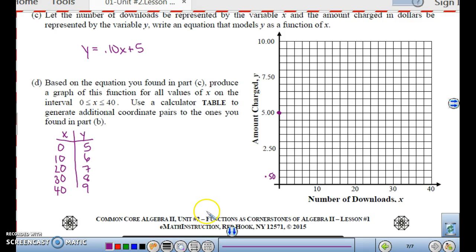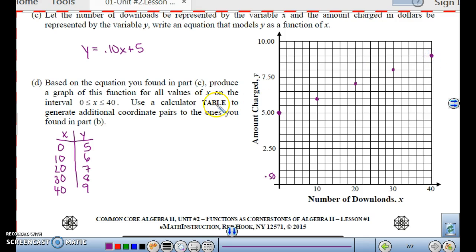Okay, so if I want to graph this, 0 is at 5. We already did that one. 10 is at 6. So if this is 10, 5, 5.50, 6. 20 is at $7. So there's 20, 5, 6, 7. Be right there. 30 is at 8. So there's 7.50 and there's 8. And then 40 is at 9. So there'd be 9 right there.